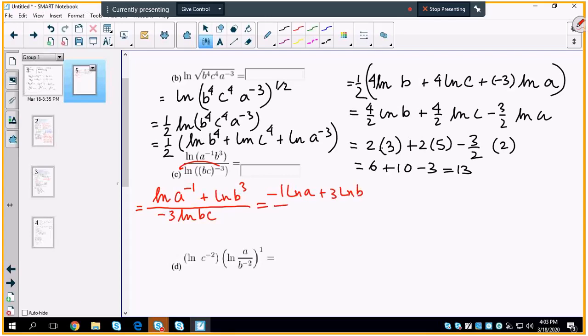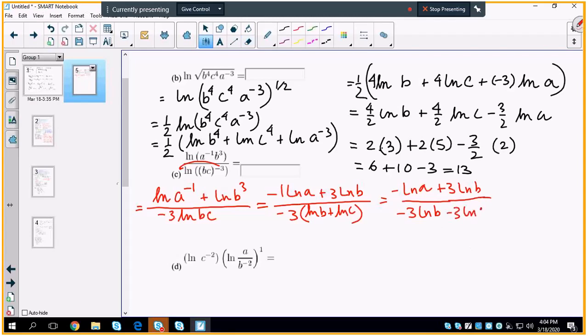Whereas on the bottom, I use product rule, but I keep them inside parentheses. So I say natural log of b plus natural log of c. So I get minus natural log of a, I just don't want to write that constant 1, plus 3 natural log of b, over minus 3 natural log of b plus, actually, minus 3 natural log of c. And then you input the values that you know.